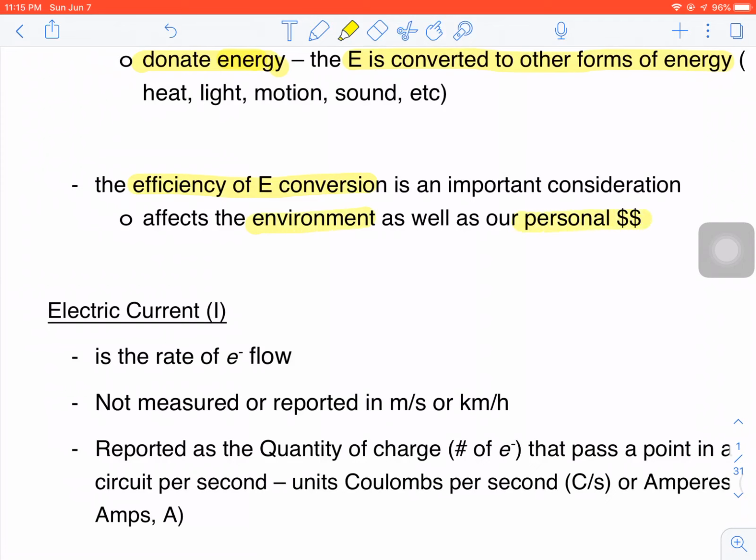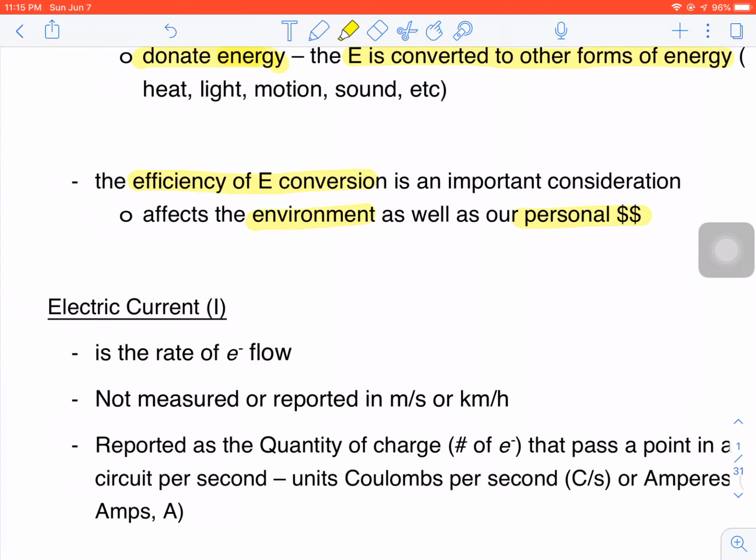Number one, on the planet. Number two, also on our wallets, right? And how much money we have to pay for our electricity. So devices that don't waste a lot of energy are very desirable because I can have the least amount of energy going out the window, right? Being wasted. Okay, so 19.2 in the textbook talks about electric current.